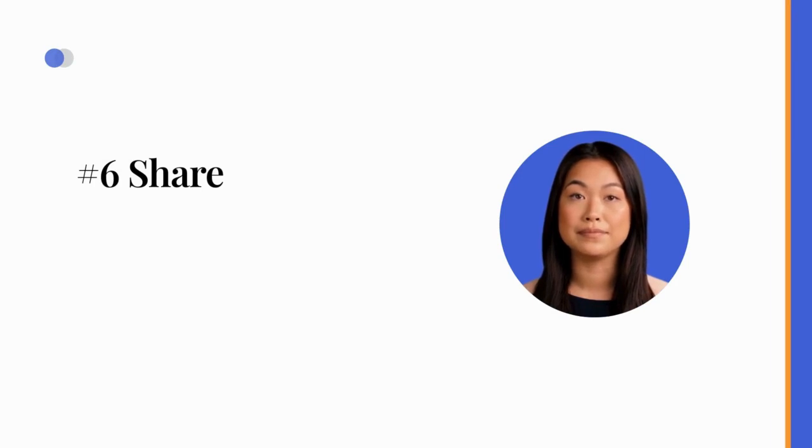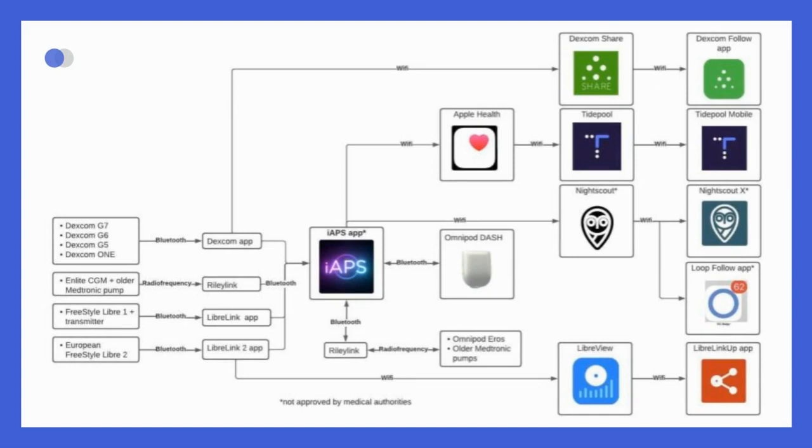6. Share. In iAPS, sharing glucose data with healthcare providers and family members is possible through NightScout, Tidepool, Apple Health, and via Dexcom Share or LibreView. Sharing glucose and insulin data is only possible via NightScout and Tidepool, with NightScout being the preferred option, as Tidepool requires manual uploads, which are quite time-consuming.